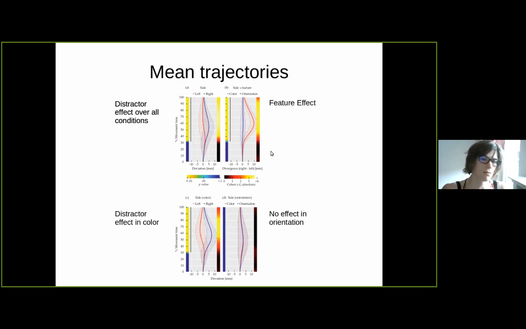This is again visible if we just look at the effect of the condition. So in blue here you have the orientation, and that is pretty much just a straight line, and in color you have the deviation, so you have a significant effect there too. But that makes sense. If we have a distractor effect in color and no effect in orientation, obviously we would have an effect here too.